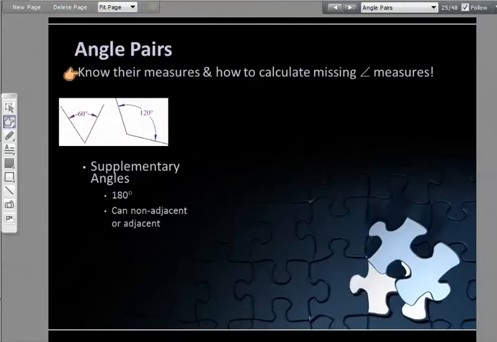Okay, let's look at angle pairs. You need to know their measures and how to calculate missing angle measures. Here you have some supplementary angles. They're going to add up to 180. They can be non-adjacent or adjacent. They can be right next to each other, or they can be separated like in this picture. But they have to add up to 180.